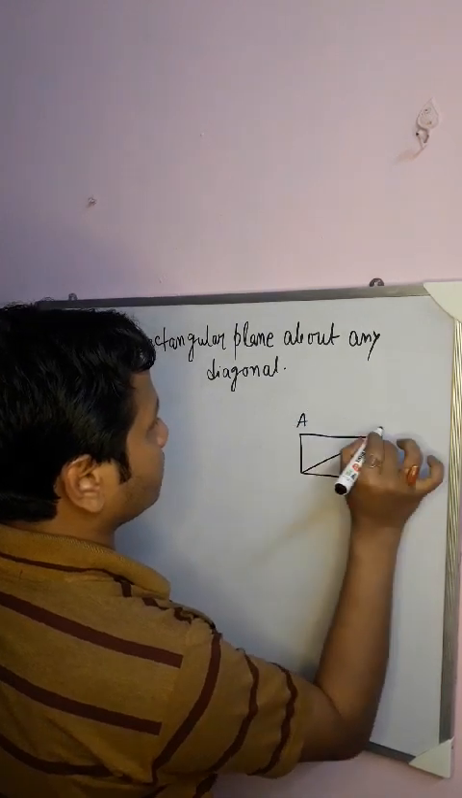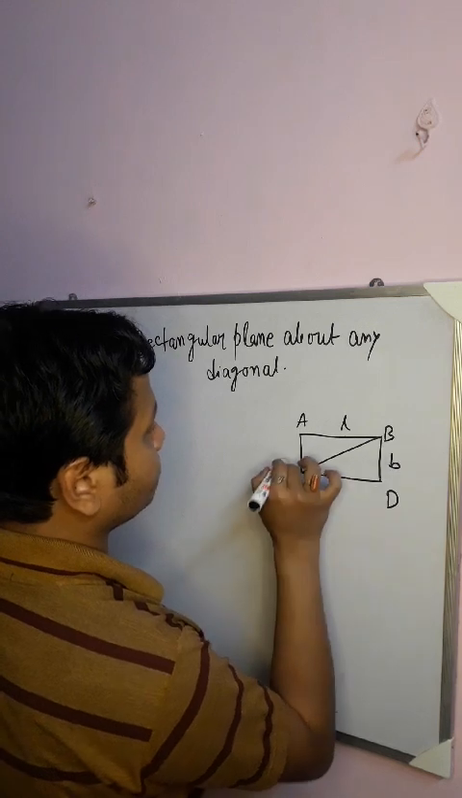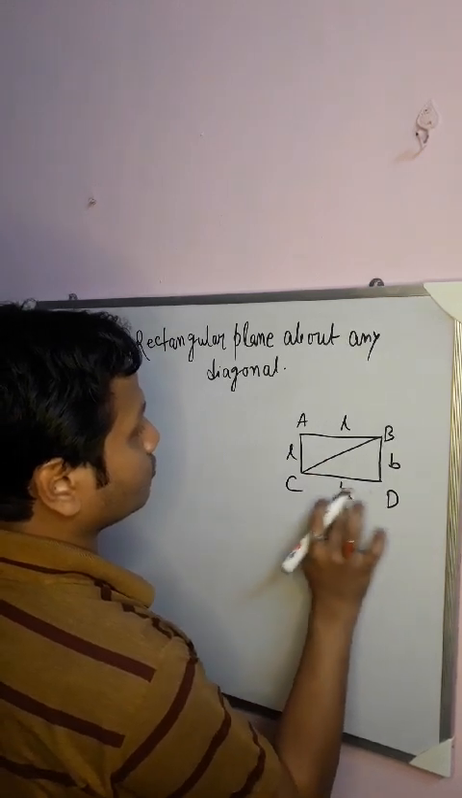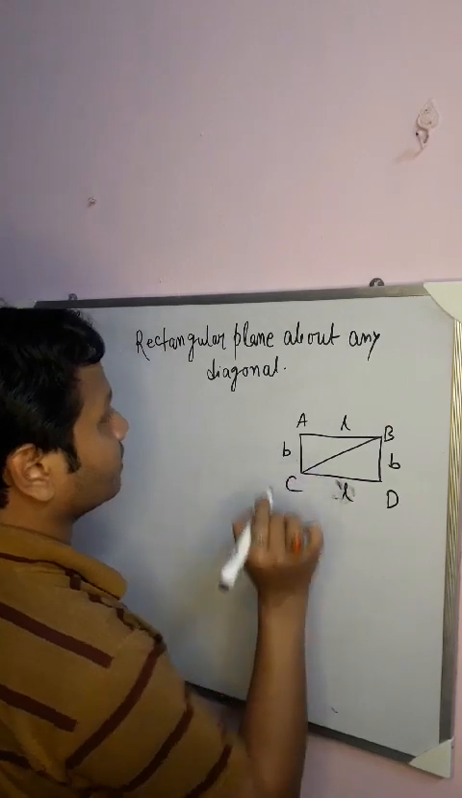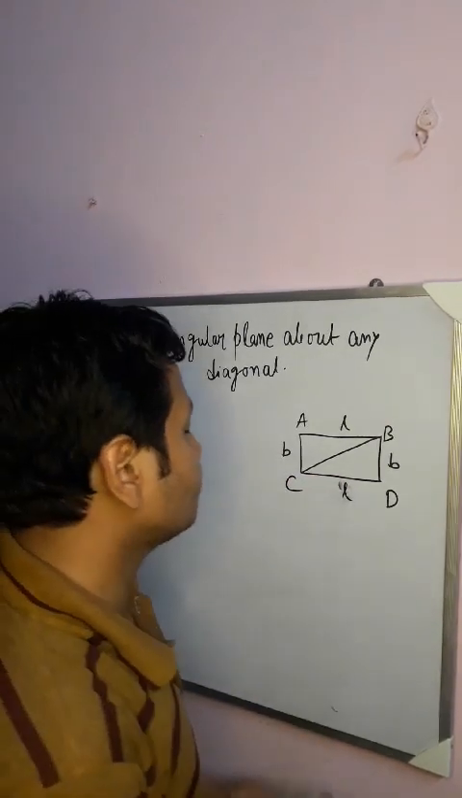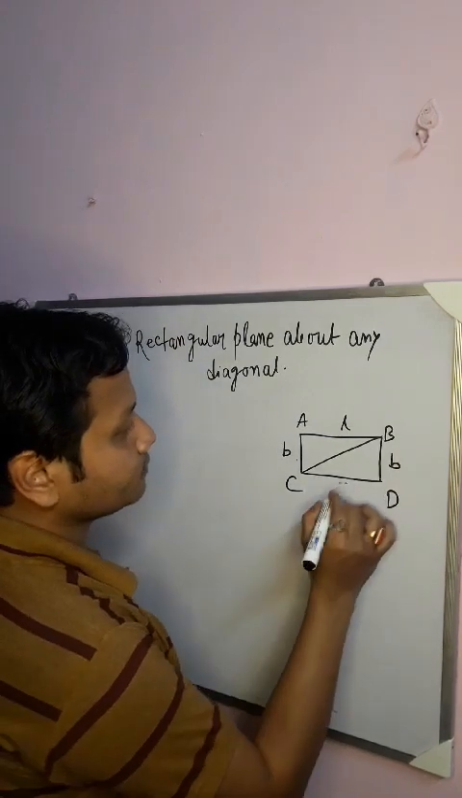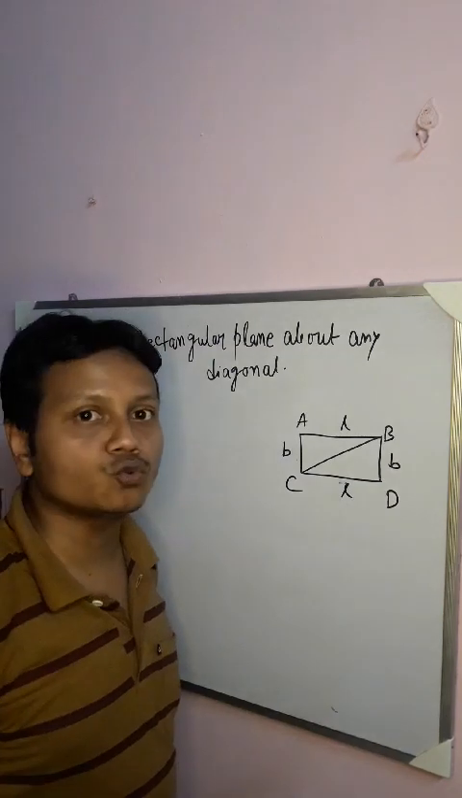Okay, say this is A, B, C, D. Say length is L and breadth is B. Sorry, this is L and this is B. Okay, so if we consider a rectangle, you see that the diagonal divides the rectangle into two triangles.